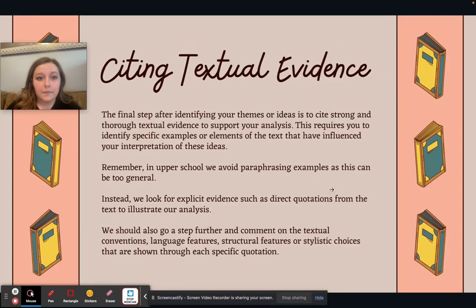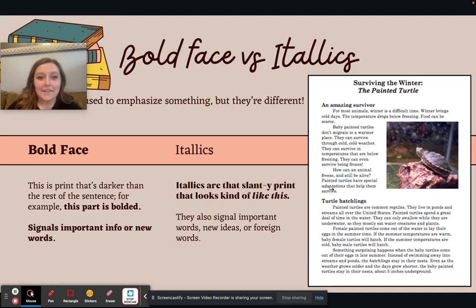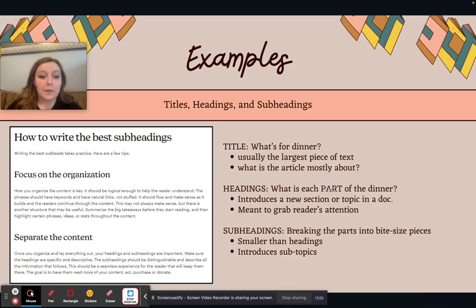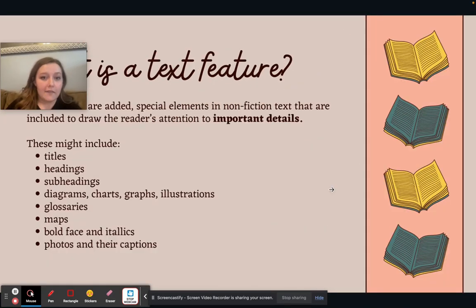And then, oh, that's it. That's all I have for you today. So remember, the idea behind text features is that these are going to draw your attention to the important details of a text. They're going to emphasize the main points. So they're really helpful at clarifying the author's purpose and what could be the central or main idea of a text. These are usually going to be found in nonfiction, by the way.